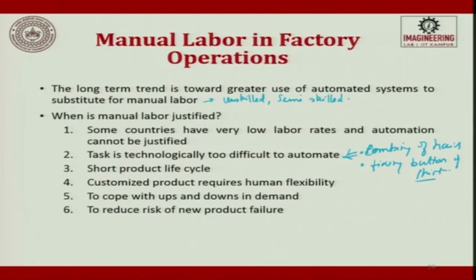Then short product life cycle times, wherever it is very short. For example, it is a seasonal business and the batch quantity is not so high. So, we always go for manual labor. So, shorter product life cycle. Then customized product requirement for human flexibility. See, the most flexible end effector, robot arm, is our human hand. Depending upon the force, depending upon the orientation, you try to balance the load by yourself and then start doing it, to cope with ups and downs in demand.